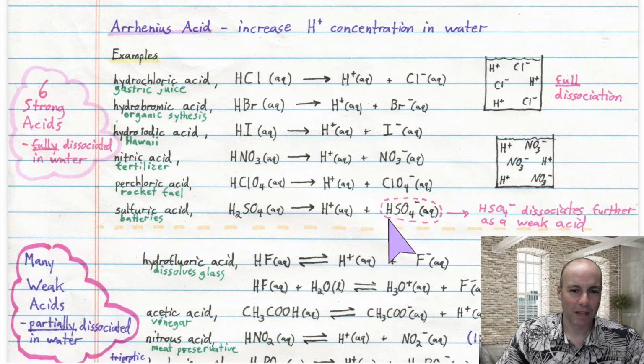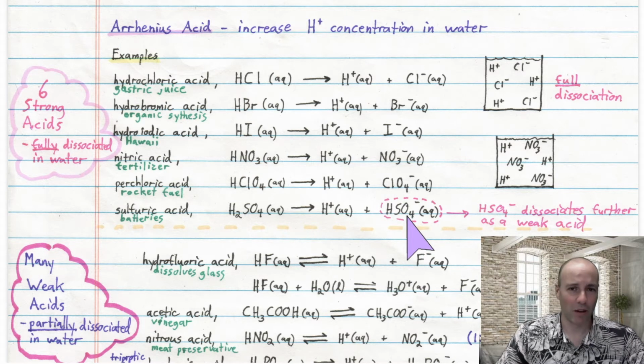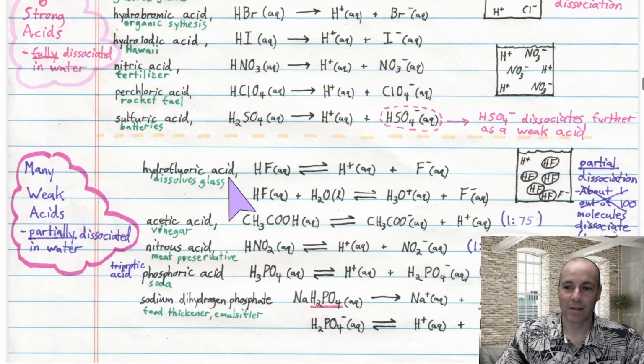Now, bisulfate still has a proton that it can release, and it does so, but only weakly. So this acts as a weak acid. Only a fraction of those particles will release their protons. That's the difference between strong and weak acids. Strong acids are fully dissociated, and weak acids partially dissociate. There are 6 strong acids, but there are many more weak acids.